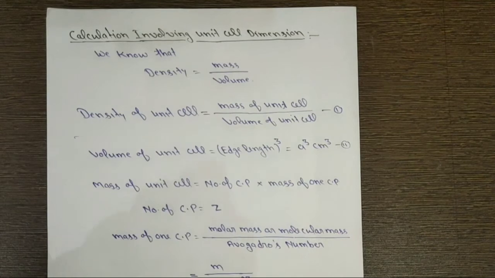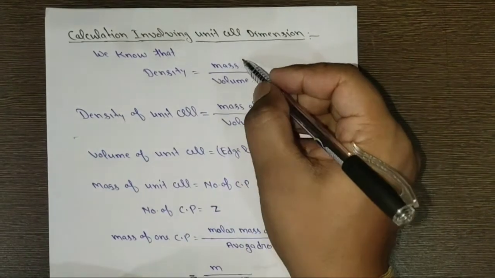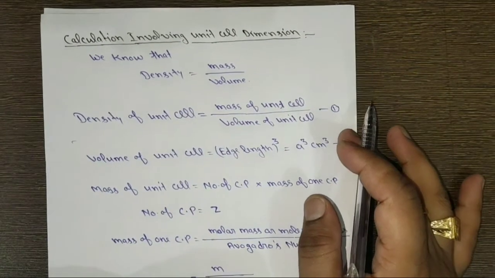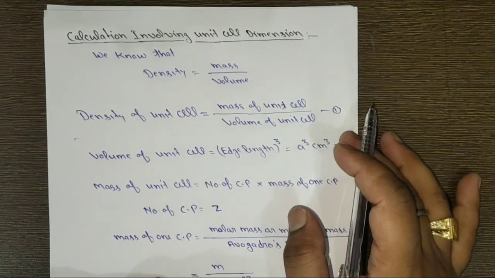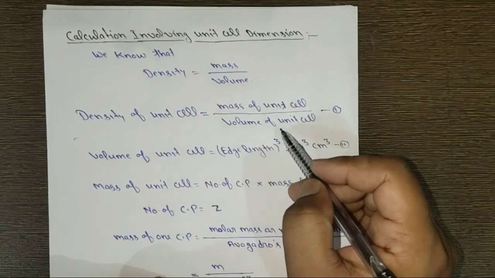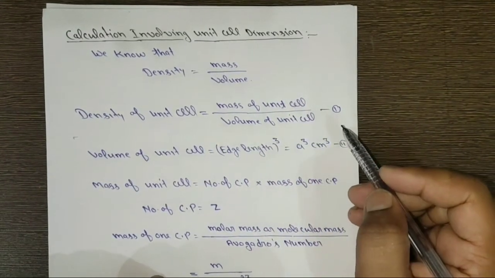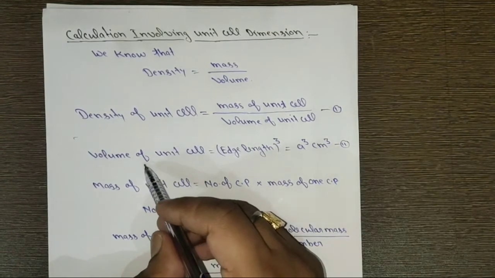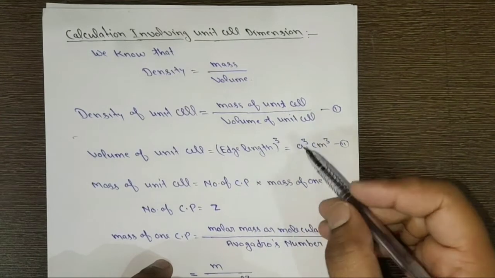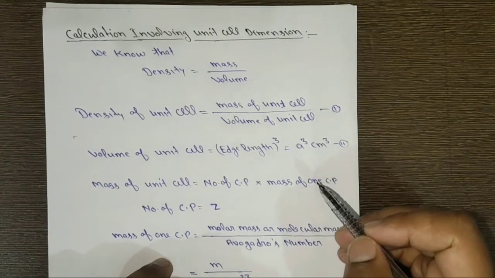First we know that density equals mass upon volume. So the density of unit cell is given by the mass of unit cell upon volume of unit cell. This is considered as equation number 1. Here volume of unit cell is given by the cube of the edge length, a cubed centimeter cube.